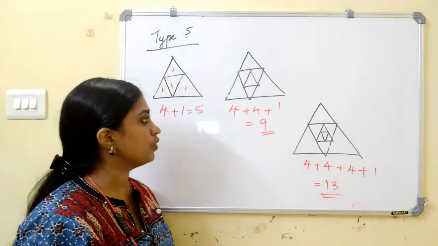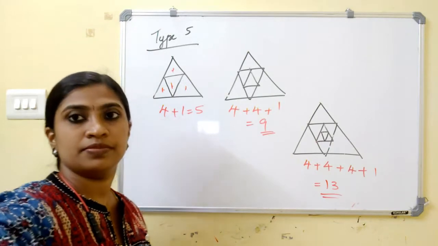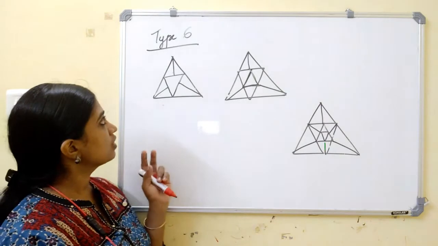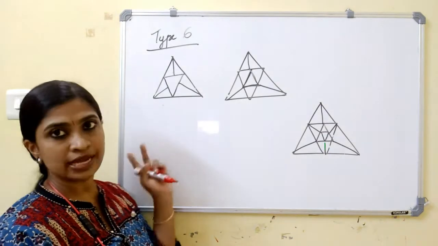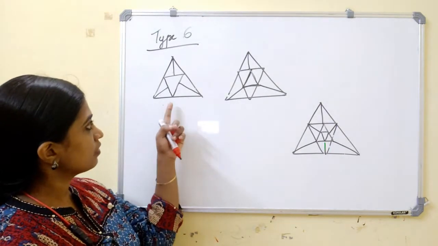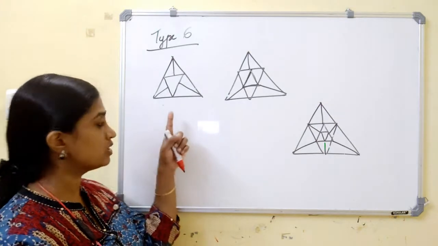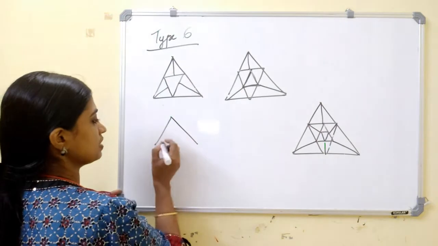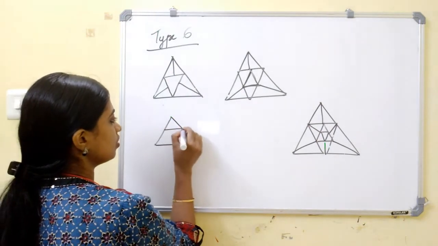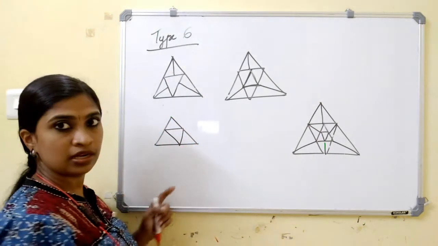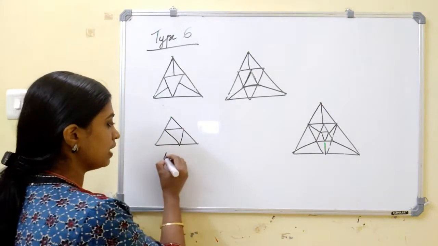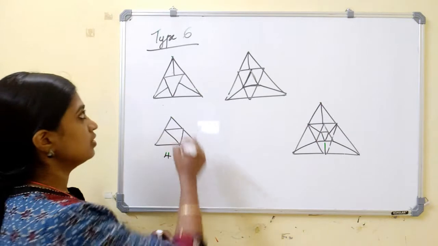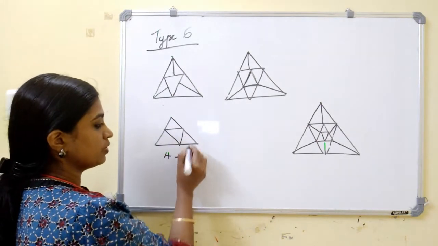Okay, now we can move on to the next type. This is the 6th type, which is based on type 5. Let us consider this question. This question is similar to type 5. Let us consider if these 3 lines are not present, that is, a triangle is present within another triangle. Then how many triangles are formed? 4 plus this outer triangle, 1, 5 triangles. Then this partition is formed.